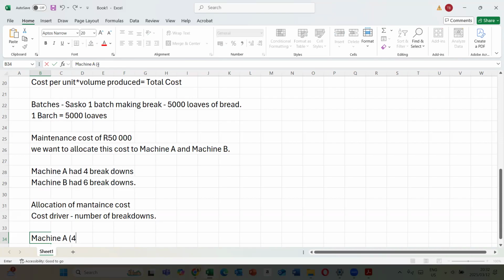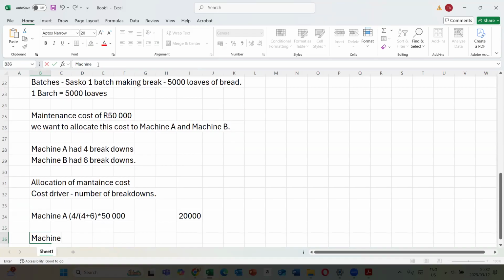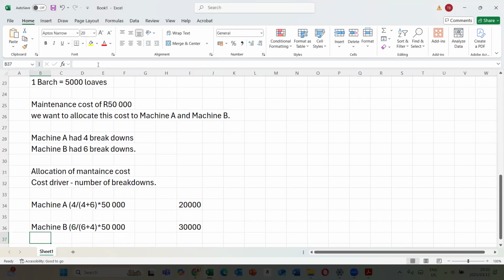So to allocate this, based on ABC, we calculate the number of breakdowns. We have 4 plus 6, which gives us 10. For machine A, take 4 divided by 4 plus 6, then multiply by 50,000. That gives us 4 out of 10 times 50,000, which is 20,000. Then for machine B, we say 6 over 6 plus 4 times 50,000. That's 6 over 10 times 50,000, which is 30,000. That's how ABC is. Is it understandable, guys?